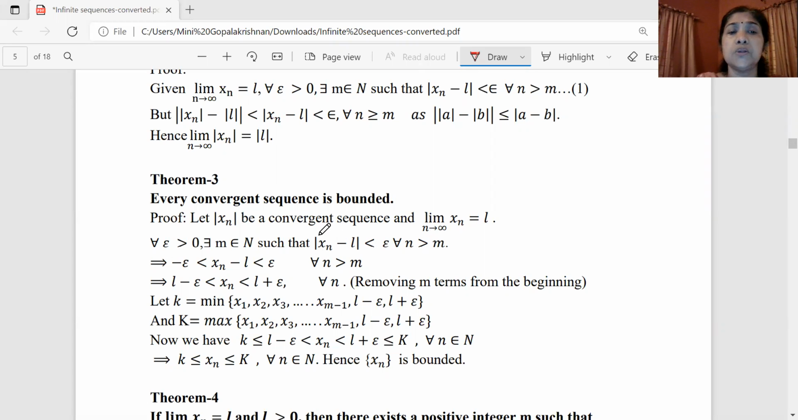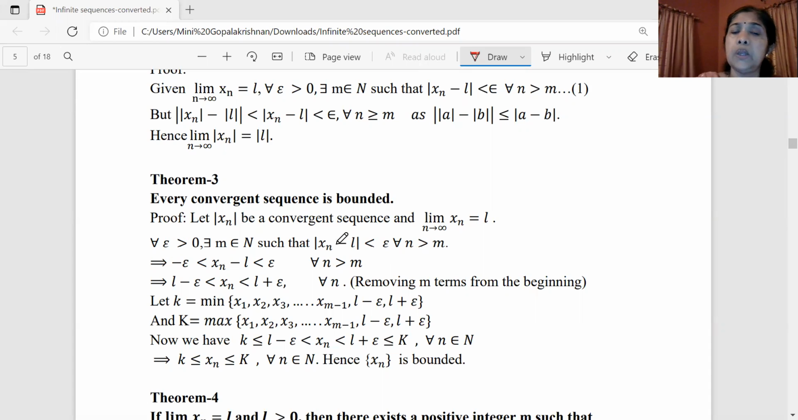Now what we do is we take this inequality and we break it up. How do we break it up? The absolute value of xn minus L is less than epsilon. When we remove the absolute value sign, what we get is minus epsilon less than xn minus L less than epsilon.